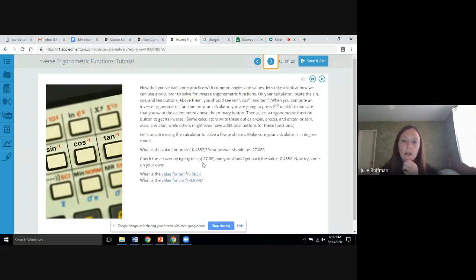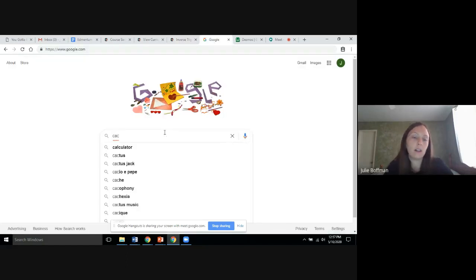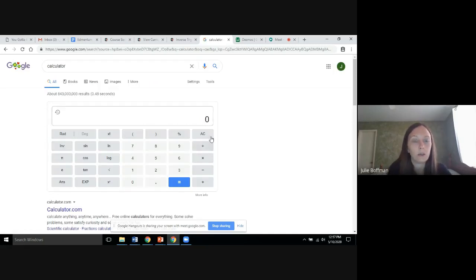Okay, so here it talks about a calculator, and I know y'all don't have those calculators we use in class. So what you can do is if you go to Google and you just type calculator, I'm sure there's a bunch of different ones you could do online, but Google has a calculator right here. So I'm going to show you how to use this one. But if you have another one online you like to use, or your own actual calculator, that's great too. I think your phone also can do this.